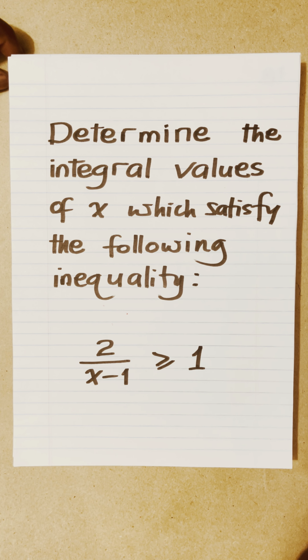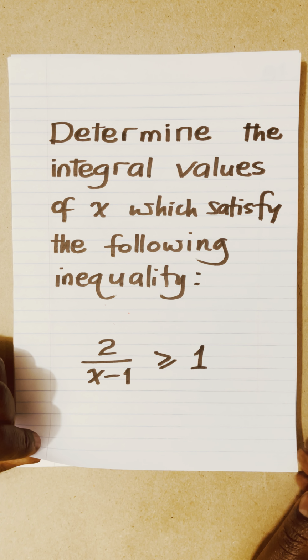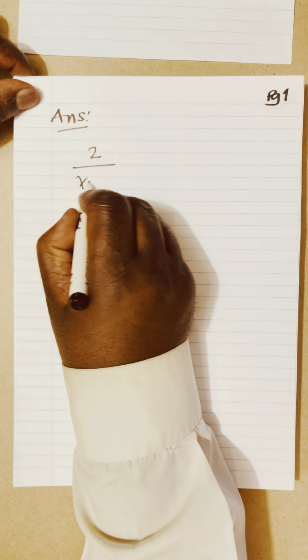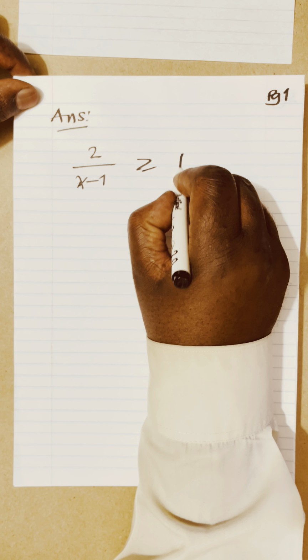And in this one we are to determine the integral values of x which satisfy the following inequality, that inequality there. Now we are to work out integral values of x, in other words which integers satisfy this inequality. So the approach is as follows. So we have our solution or answer. We are looking at 2 over x minus 1, and this is greater than or equal to 1.